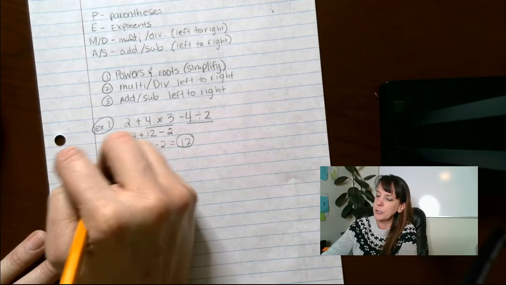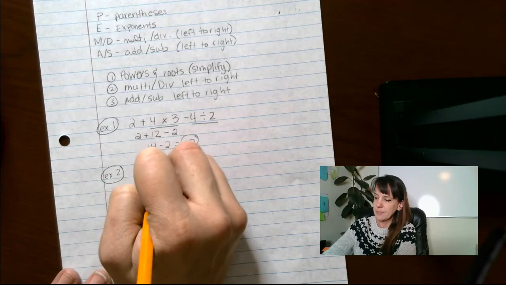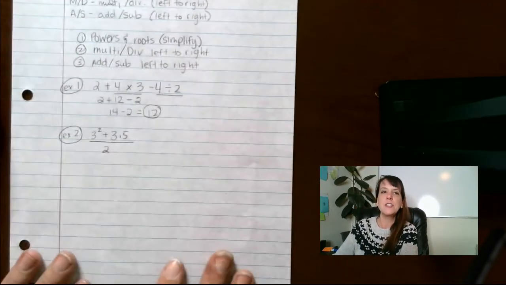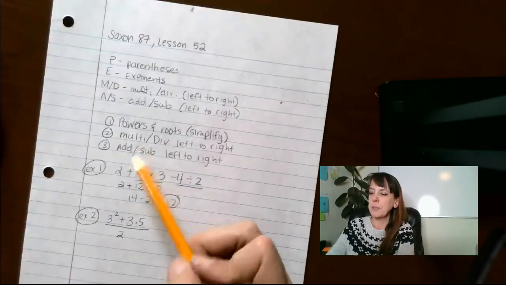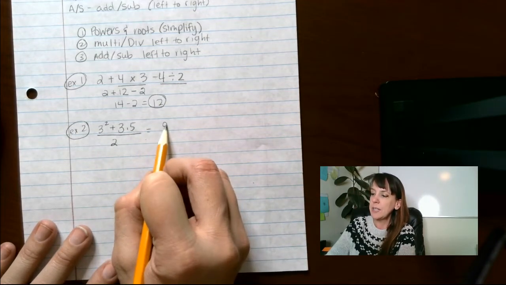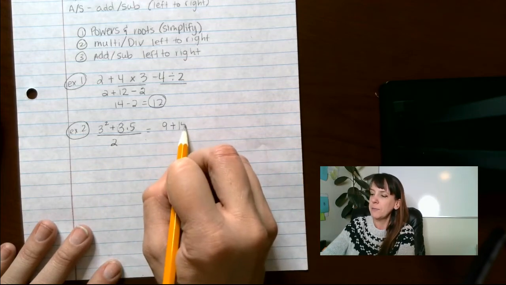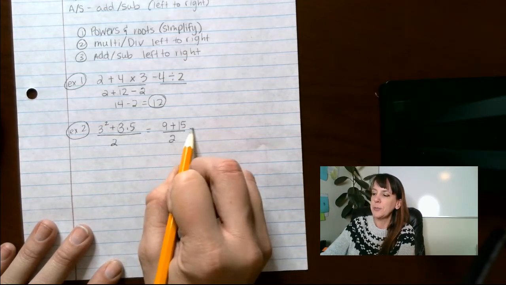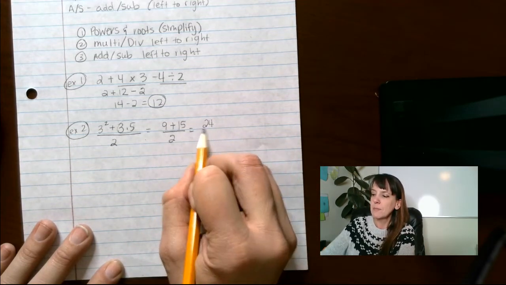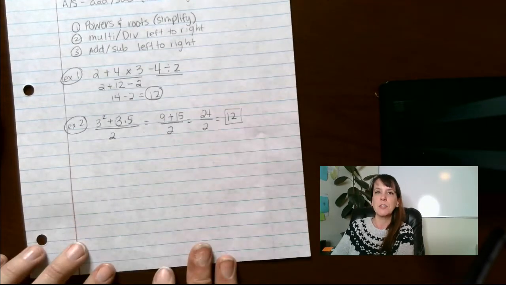Example number 2. All right, this one's going to get a little bit more tricky. We're going to need to simplify everything upstairs first. Remember, powers and roots first. So straight off the bat, we have 3 squared, which we know is 9. So 9 plus, at the same time, we can do this multiplication. 15 divided by 2. 9 plus 15 is going to be 24 divided by 2, which gives me 12. So that reduces down to 12.